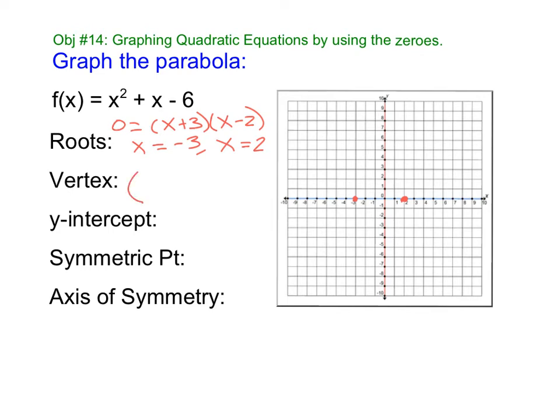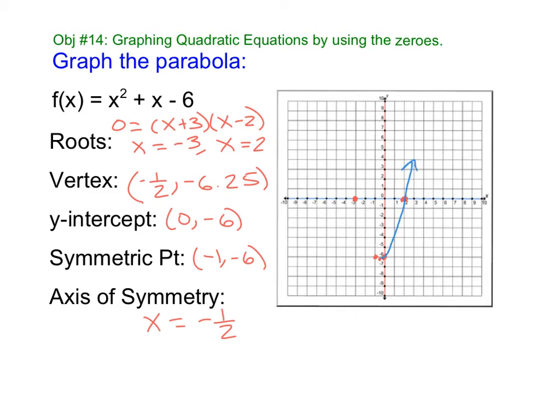So negative b over 2a, so that's negative a half. What do I get when I plug in negative a half? I got negative 6.25. Y-intercept is negative 6. If we reflect that over the line negative a half, you get negative 1, negative 6. Axis of symmetry, negative a half. All right, so we got 0, negative 6, 1, negative 6, and then the vertex is like right in there. So it looks kind of weird. I'm going to connect all those dots the best I can.